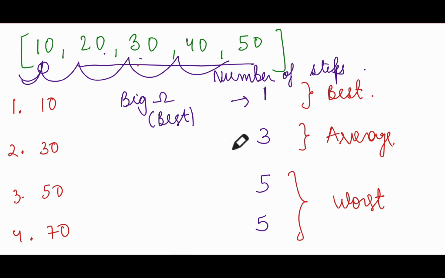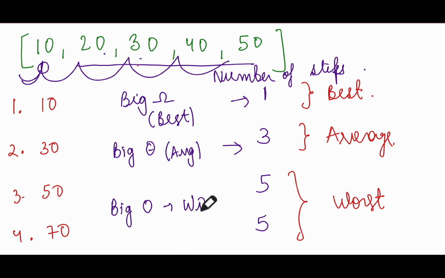And the third, the middle one, is called big theta. It is particularly called the tight bound, or you can say the average or typical case. So you can say this is the average time complexity, and this is your worst time complexity, which is denoted by big O. This is your worst time complexity.